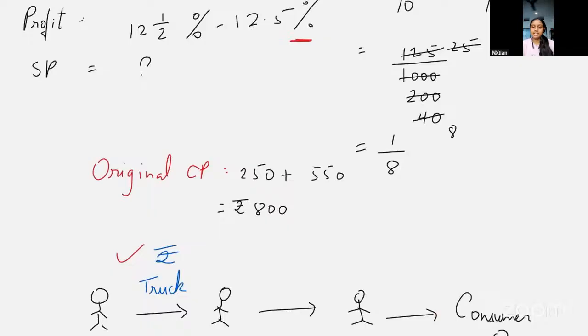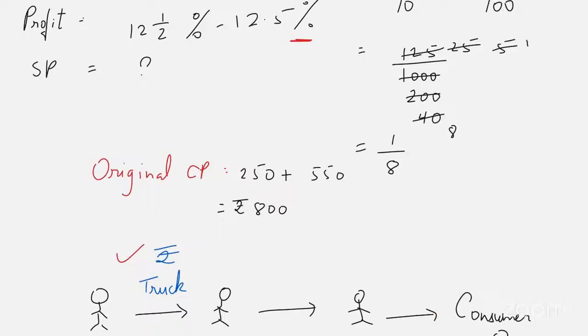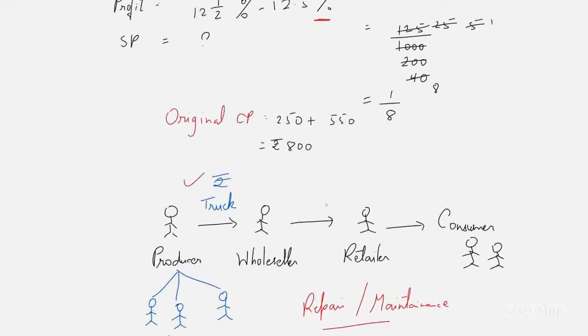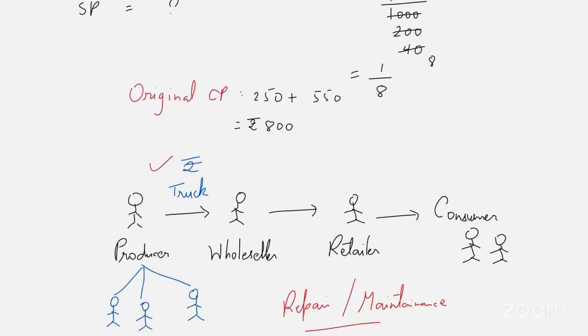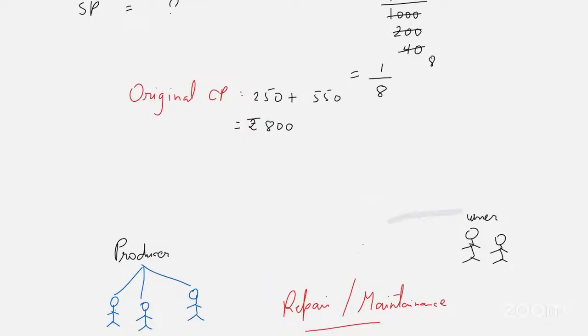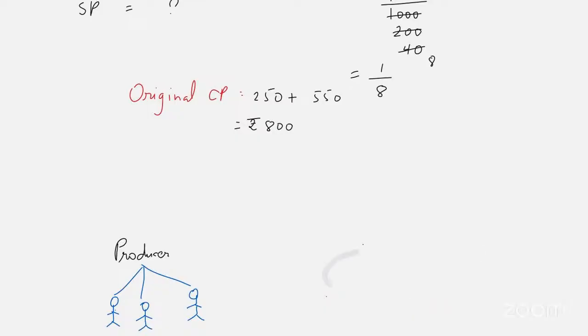Okay, so yes, 800. 800 is the original cost, Hannah. Original cost price is 800. Profit, we will calculate. Profit is 1/8 of cost price. That we know. So with that, can we calculate the profit amount? Yes, we can calculate the profit amount.